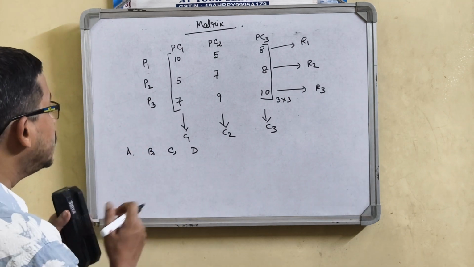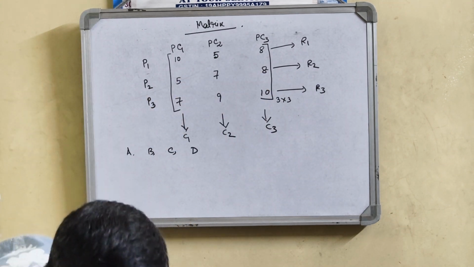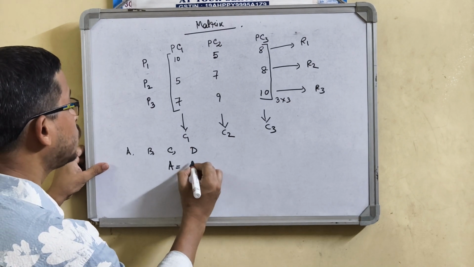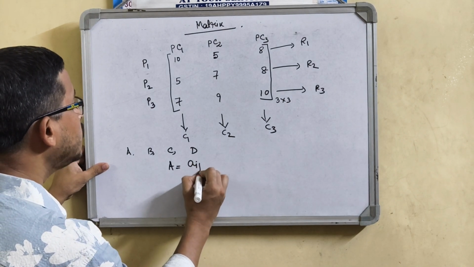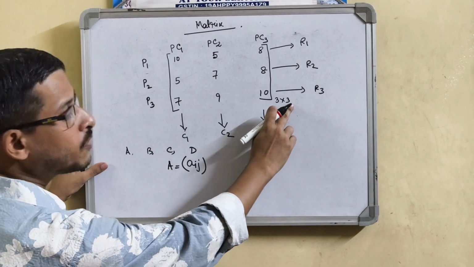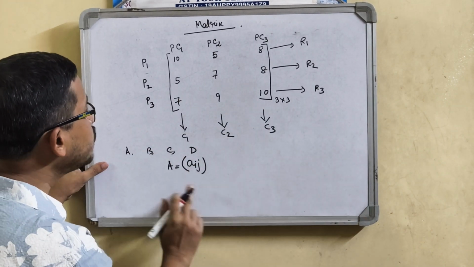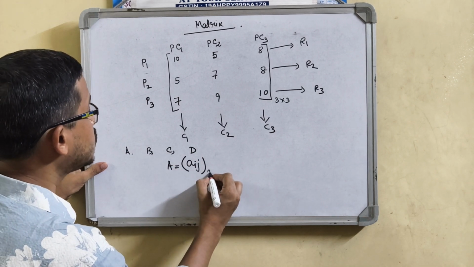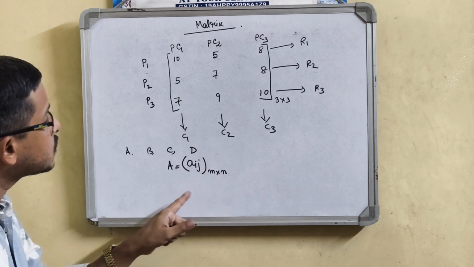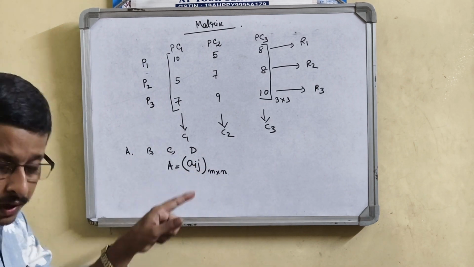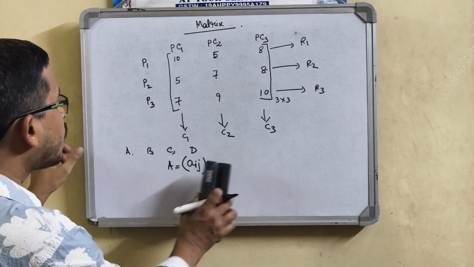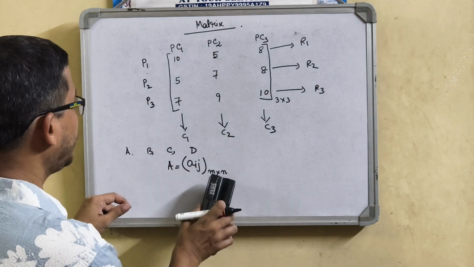Now this representation may also be written as A equal to Aij. Here the number of rows is equal to 3 and the number of columns is equal to 3. We may represent that A equal to Aij, which has m rows and n columns. Let us now establish the elaborate form of A equal to Aij.